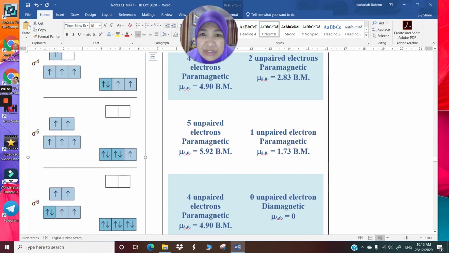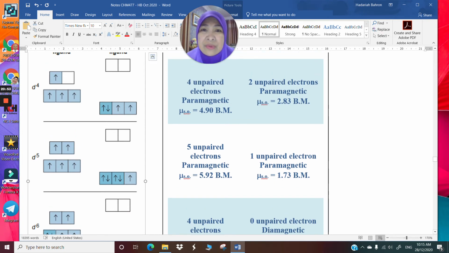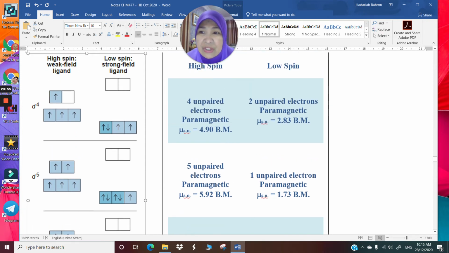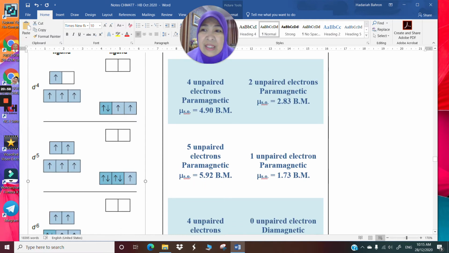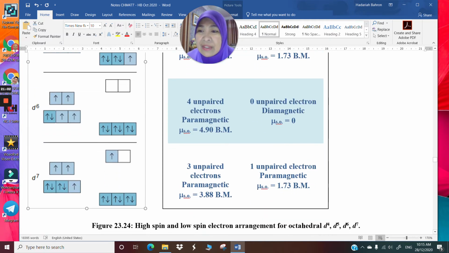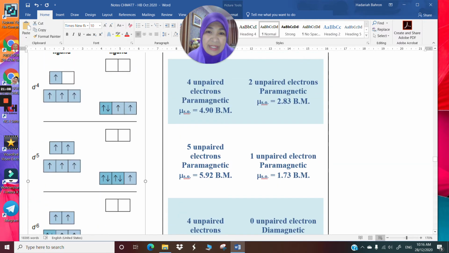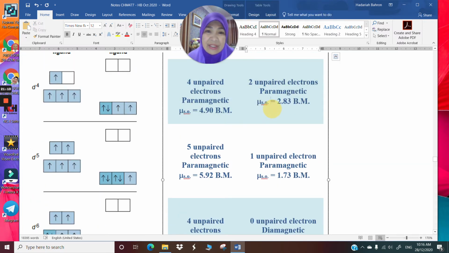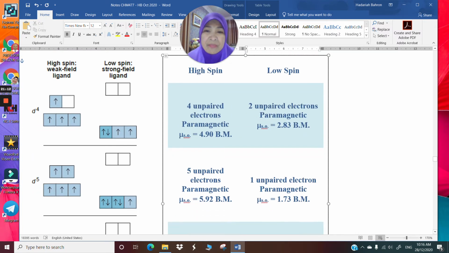Only 4 species you will be able to distinguish between high spin and low spin, and those 4 species are D4, D5, D6, and D7 transition metal complexes. So the explanation is here. Now, you might be wondering what is this new SO?